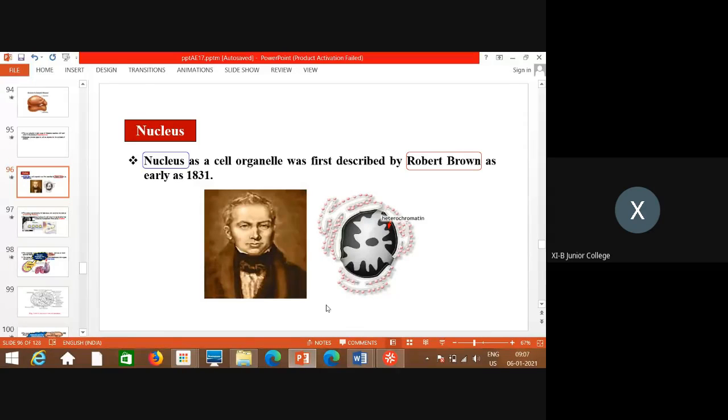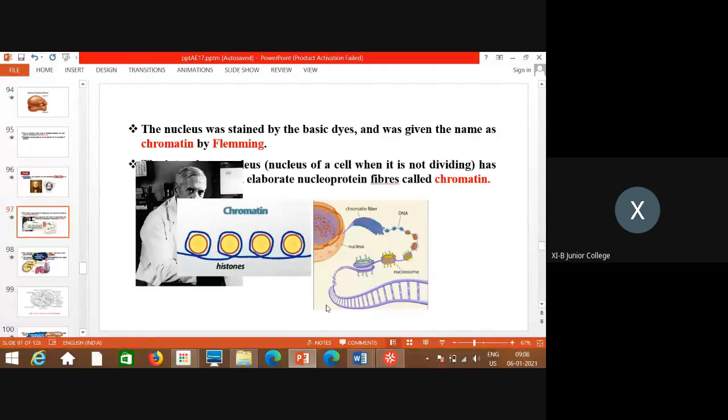So nucleus is a cell organelle which was described by Robert Brown in early as 1831. In this, the structure as well as functions will be studied now. The nucleus was stained by the basic dyes and given the name as chromatin by Fleming.